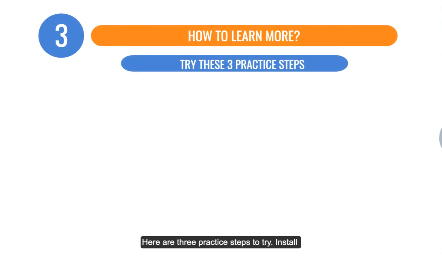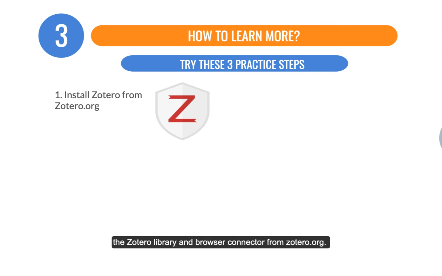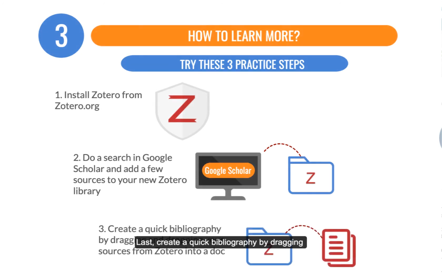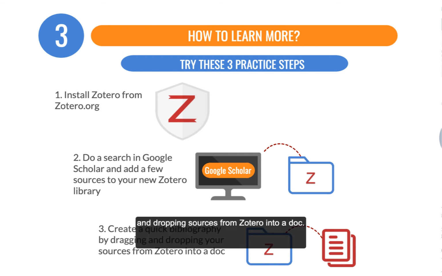Here are 3 practice steps to try. Install the Zotero library and browser connector from zotero.org. Next, find several sources using a search tool like Google Scholar and add them to your Zotero library using the browser connector. Last, create a bibliography by dragging and dropping sources from Zotero into a doc.